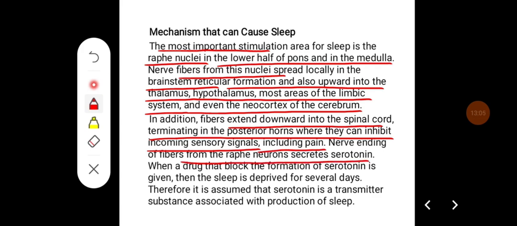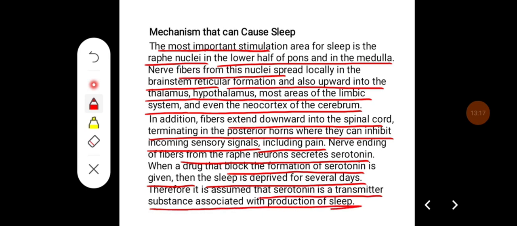When drugs that block the formation of serotonin are given, sleep is deprived for several days. Therefore, it is assumed that serotonin is a neurotransmitter substance that is associated with the production of sleep.